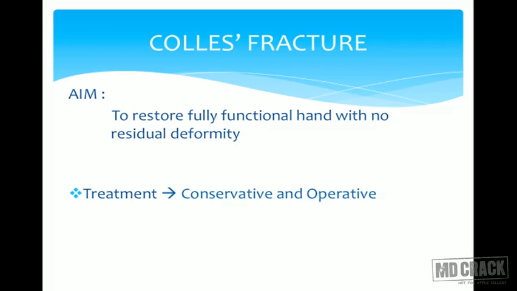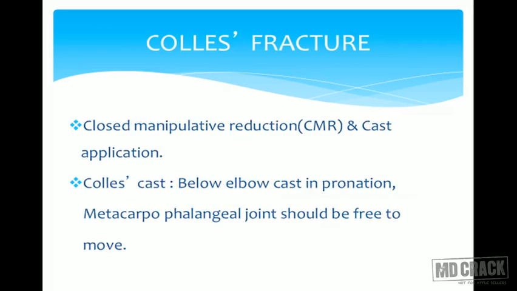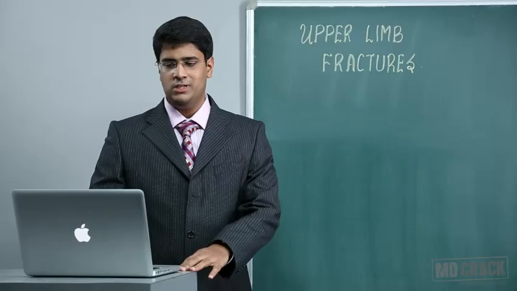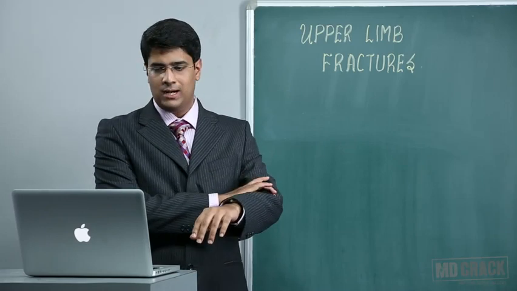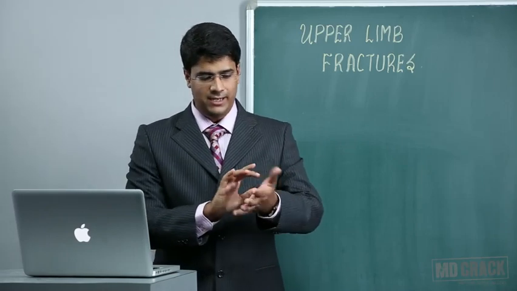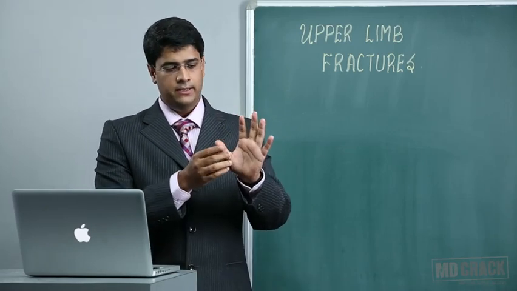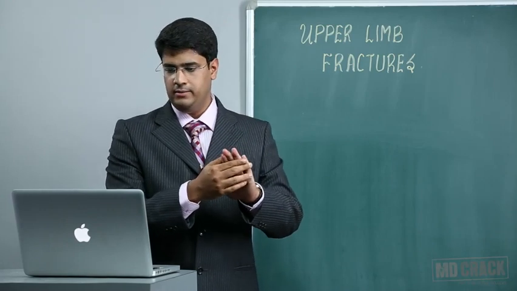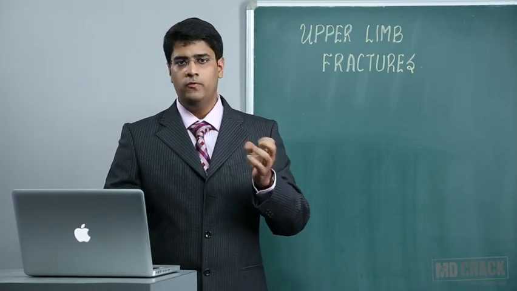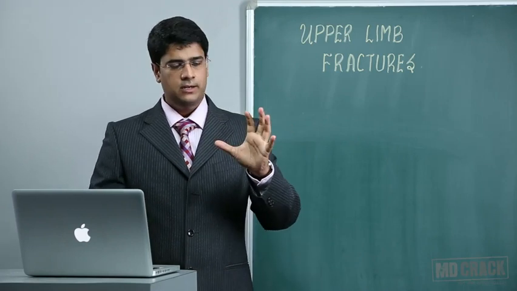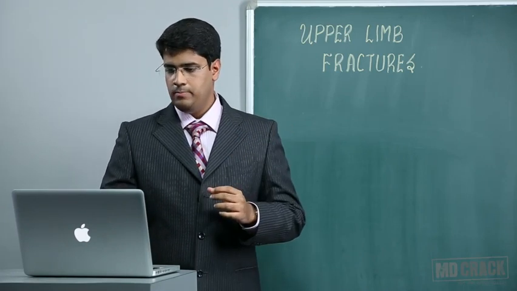So the treatment can be in the form of conservative management or operative management. The Colles fracture is treated conservatively by the close manipulative reduction with cast application. It is in the form of Colles cast, which is usually done below elbow cast, right below the elbow, extending to the distal crease, leaving the thumb and the fingers free, so that the person can move the fingers freely and there is reduction in swelling and there is no pain.